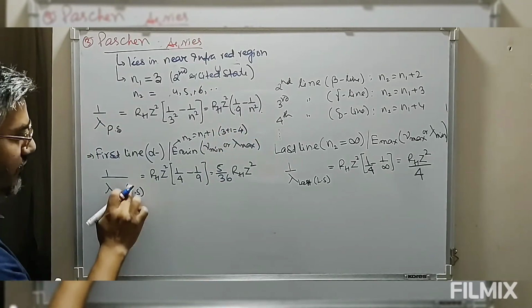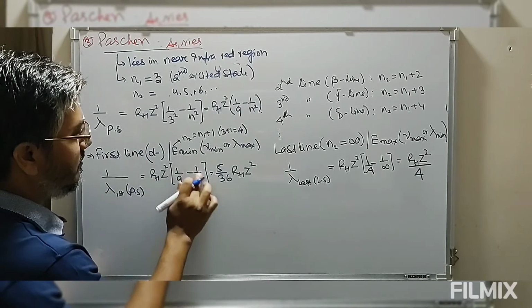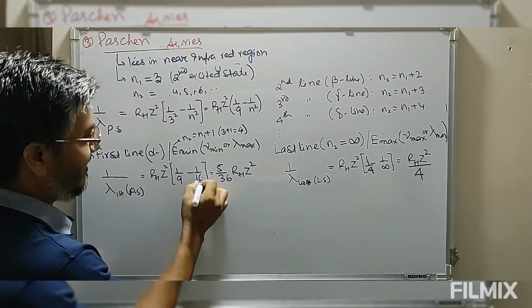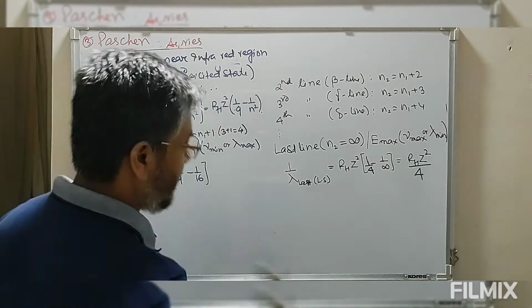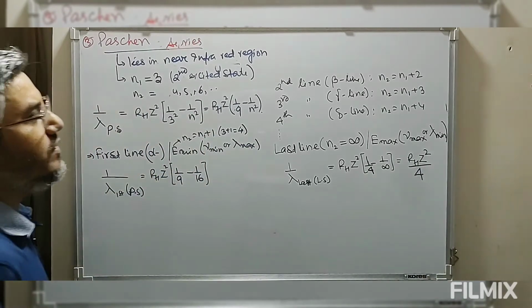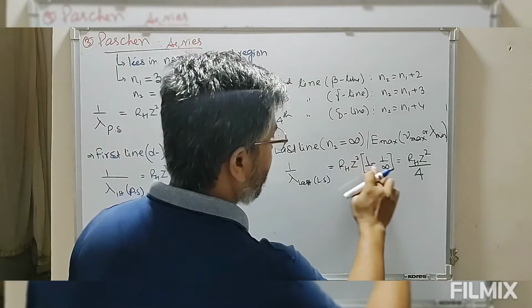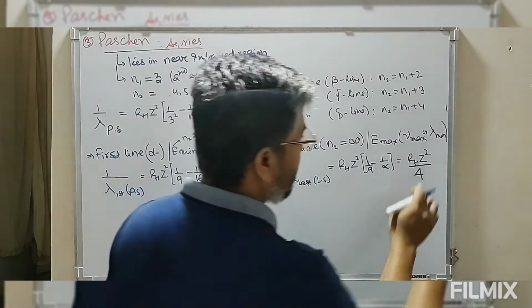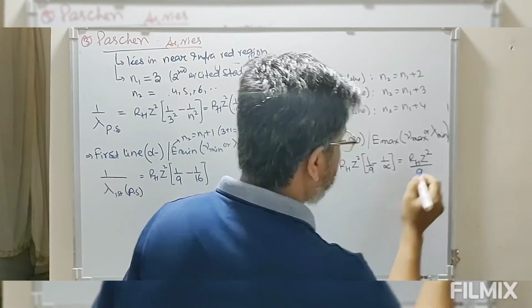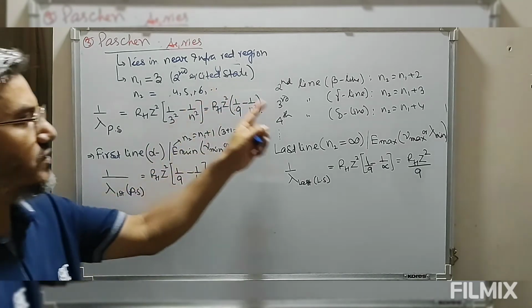So the first line of the Paschen series is 1/9 minus 1/16. So this is the first line. On simplification we will get certain values here. Now look at the second, third, fourth as it is. For the last line, we will modify this equation here. This is infinity, this is 9. So this comes out to be RHZ square by 9. This is the last line. Again look at this, intensity decreases from first to second to third to fourth.